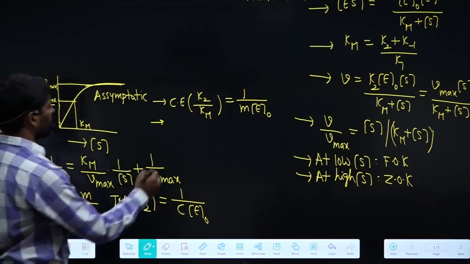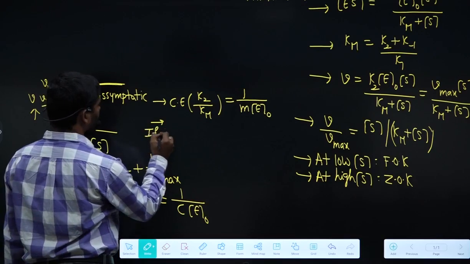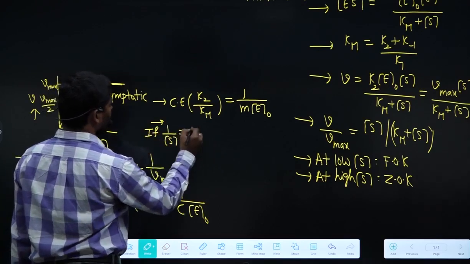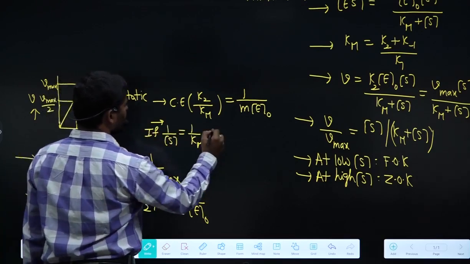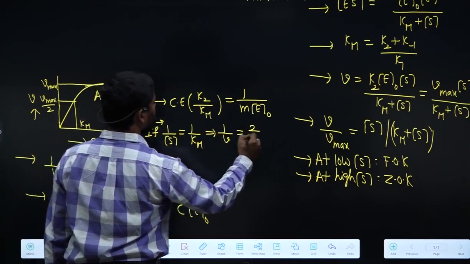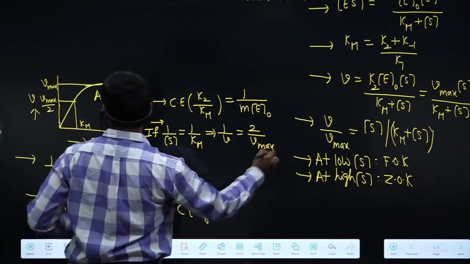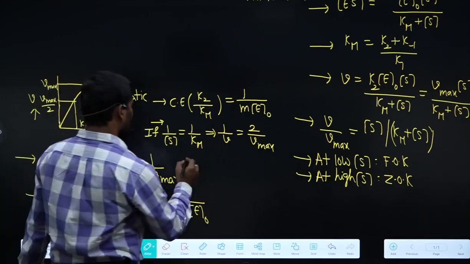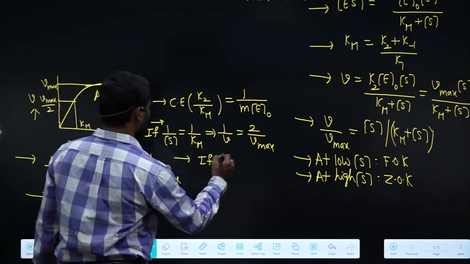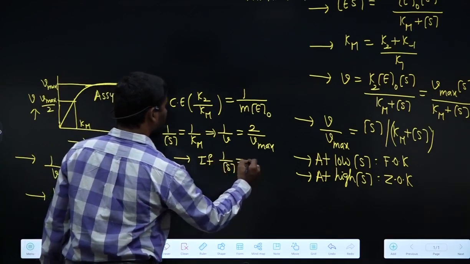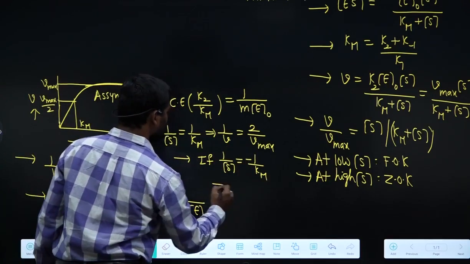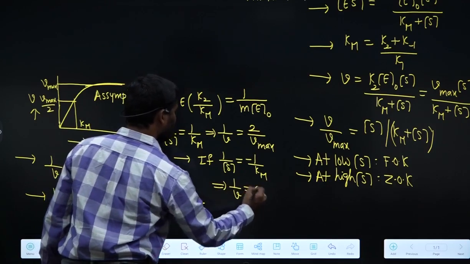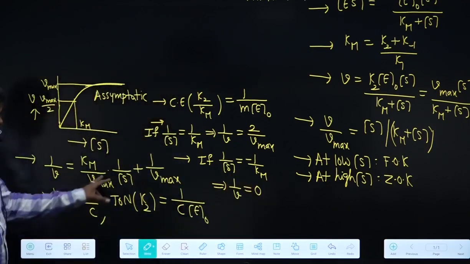Next one, if 1 by S is equal to 1 by Km, then 1 by V is equal to what? 2 by V max. Reverse, we will get V max by 2 here, and here we will get 2 by V max. And one more equation we discussed: if 1 by S is equal to minus 1 by Km, then 1 by V value is 0.